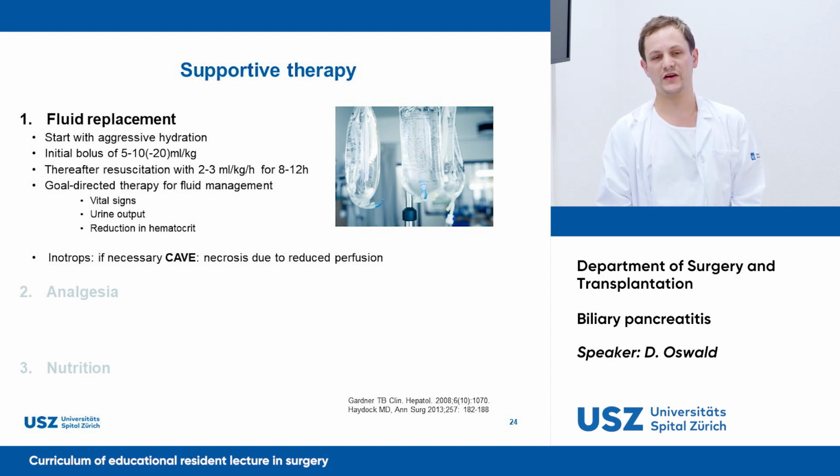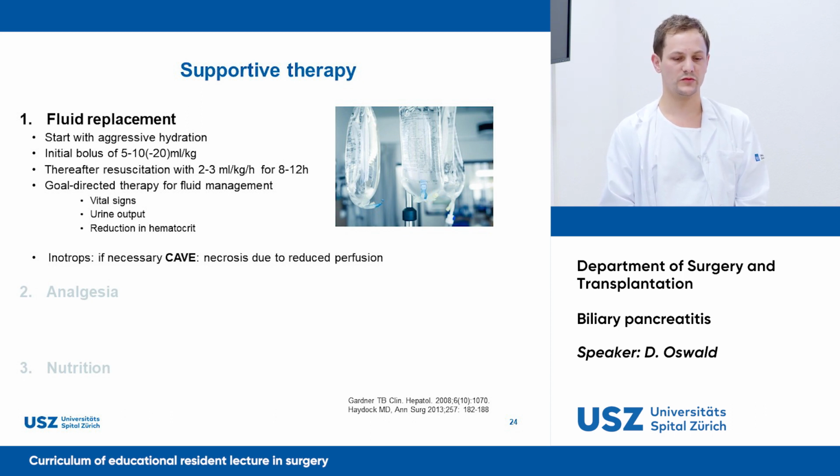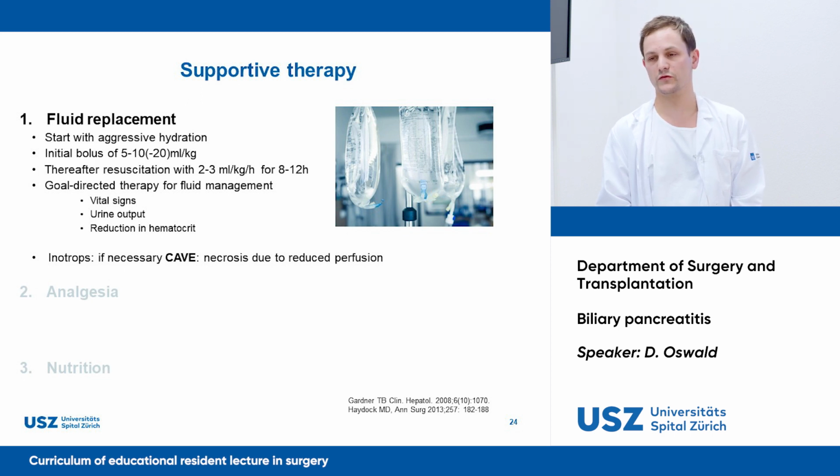And the goals are the vital signs. We want the heart rate under 120 beats per minute, the mean arterial pressure between 65 and 85. A very good indicator of the intravascular volume status is the urine output. That's supposed to be over 1.5 milliliters per kilogram per hour. And the last goal is a reduction in hematocrit with a goal between 35 and 44%. Inotropes, you sometimes have to use them, but only if necessary, because you have to be careful due to the vasoconstriction that can lead to reduced perfusion and more necrosis.